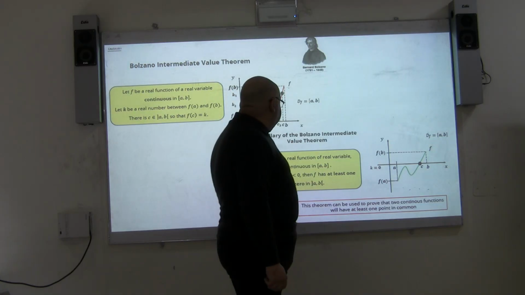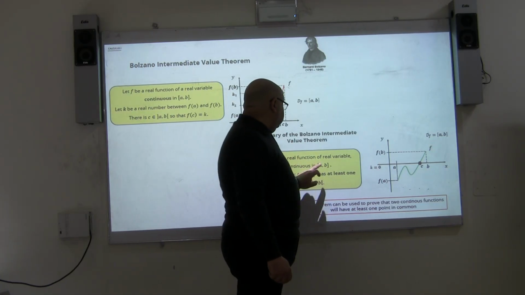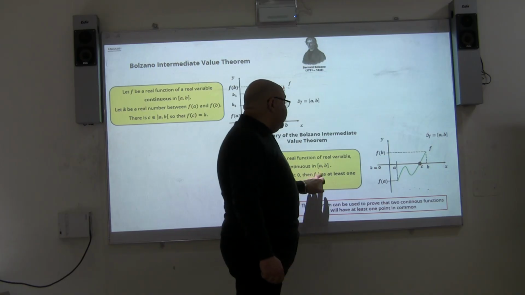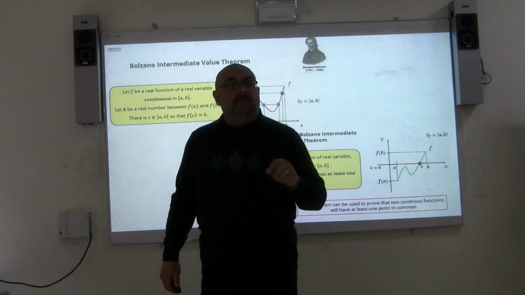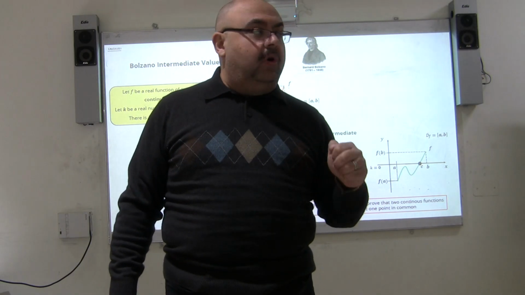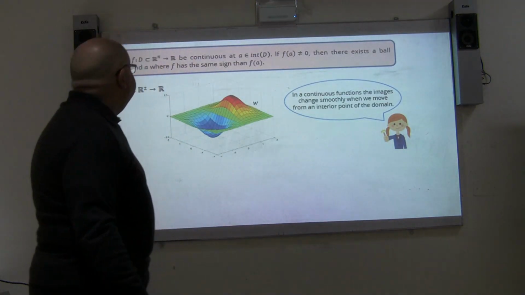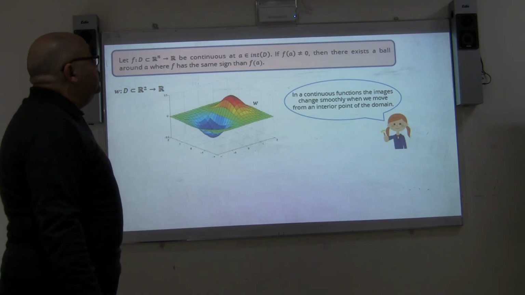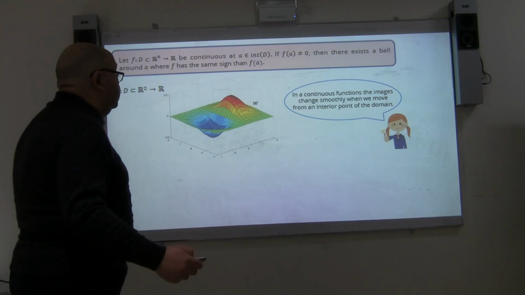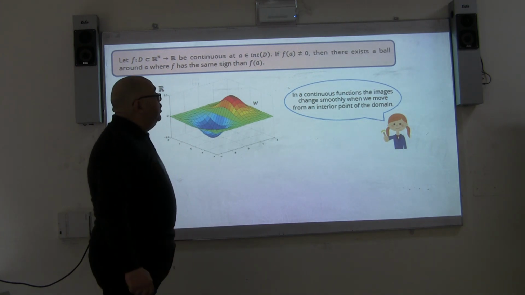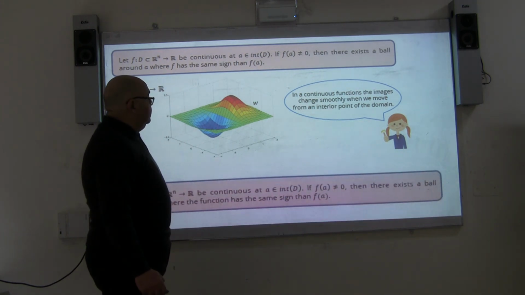Also, let f be a real function of a real variable, continuous on the interval from A to B. If f of A times f of B is less than 0, then f has at least one zero in the interval from A to B, which is one of the important theorems that will help you in finding a zero of a certain function. Once more, the function is continuous and its image is smooth. If it is a smooth transition, then we move from an interior point of the domain without any problems whatsoever.